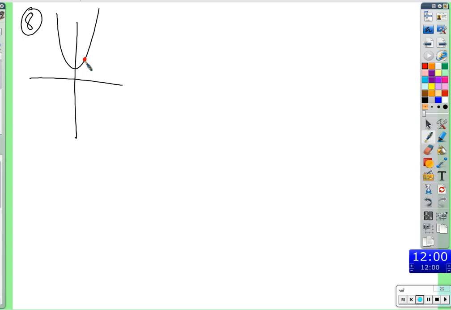Could it be a tangent line? No, not necessarily. It could be, if the tangent line happens to go through the origin. So it's just this distance right here. Don't mistake it for the tangent line. It's not the tangent line necessarily. It's just a line that goes from the origin to the point on the graph.